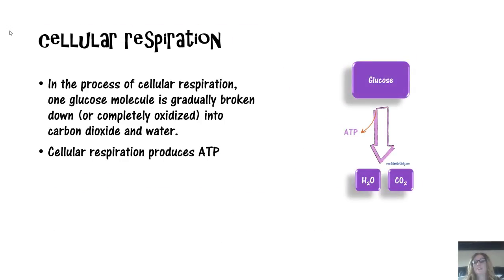Okay. So this is literally the easiest diagram you will ever see to explain cellular respiration, and I'm very proud of it. So, cellular respiration in the most concise nutshell that I could think of is literally this. The process of cellular respiration is that you will take one glucose molecule and you will break it down, or completely oxidize the molecule, and produce ATP in the process. And the outcome is you will get ATP and you will also create water and carbon dioxide.